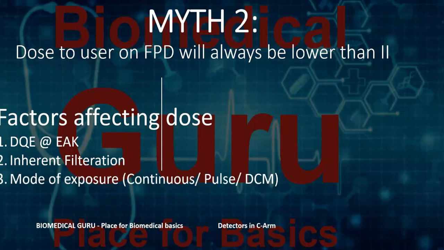Next will be the mode of exposure. Some machines have only continuous mode, and some machines will have continuous mode as well as pulse fluoroscopy, and some machines are capable of giving cine mode also. Pulse mode will reduce the dose than continuous mode because X-ray is given in pulses. So the capability of the machine to operate in pulse mode, in auto mode, will drastically affect the total dose on the user as well as on the patient. And cine mode will obviously increase the dose, but it is required when you need the best resolution during some part of the procedure.